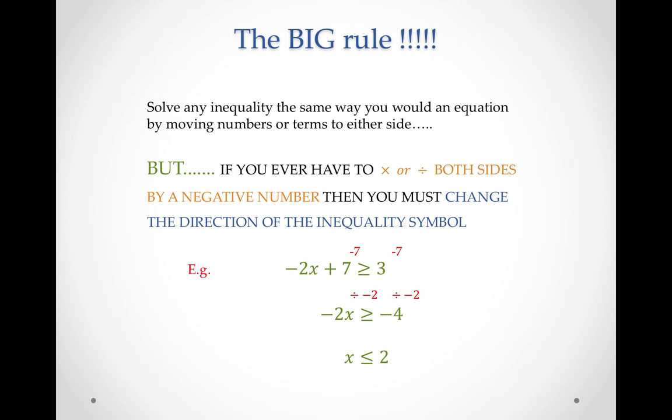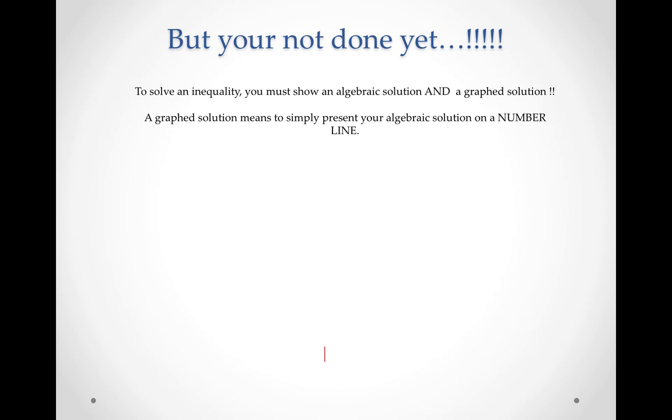So, I divided both sides by minus 2, and I'm left on the left-hand side with just x by itself, and on the right-hand side I'm left with 2, but note that the inequality sign has changed to be in the opposite direction. But sadly, you're not done yet. Alright, well, when we solve an inequality, you've got to show an algebraic solution, like we just did, and a graphed solution.